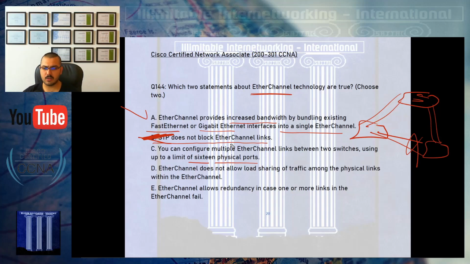D, EtherChannel does not allow load sharing among the physical links within the EtherChannel. Why? Then what's the purpose of it? Yes, there will be load sharing, definitely. It does allow. E, EtherChannel allows redundancy in case one or more links go down, then the others will keep operating. This will definitely be correct, because if at least one physical port is operating inside the EtherChannel, it will continue operating normally until the other ports are fixed or added again, like 2, 3, 4, up to 8 or 16. So A and E are extremely good. C is tricky, let's leave it. B and D are incorrect.